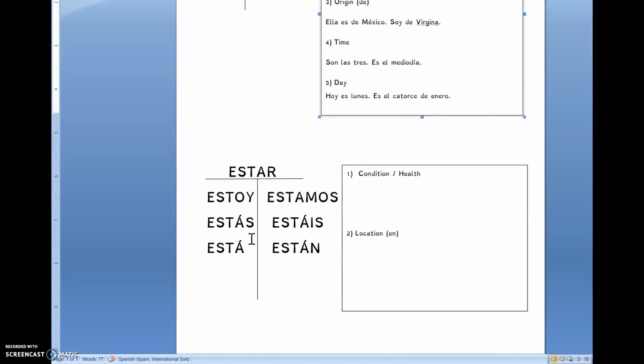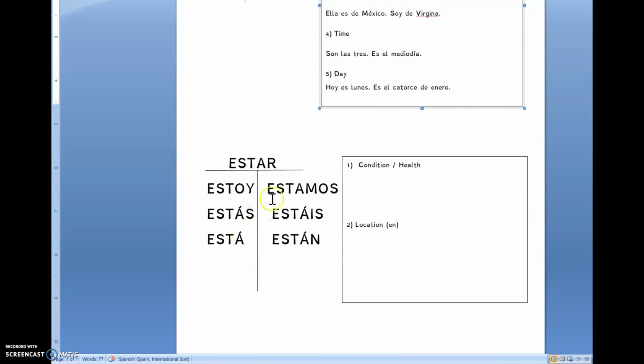Remember the forms of the verb estar. Estoy, estás, está, estamos, estáis, están. Don't forget your accent mark on estás, está, estáis, and están. So estar is used to tell health, condition, and location. There's a rhyme. How you feel and where you are, always use the verb estar. So your condition or your health tells how one feels. We did this at the beginning of the year. Estoy bien. Estoy enfermo. I'm well. I'm sick. Estoy triste. I'm sad.